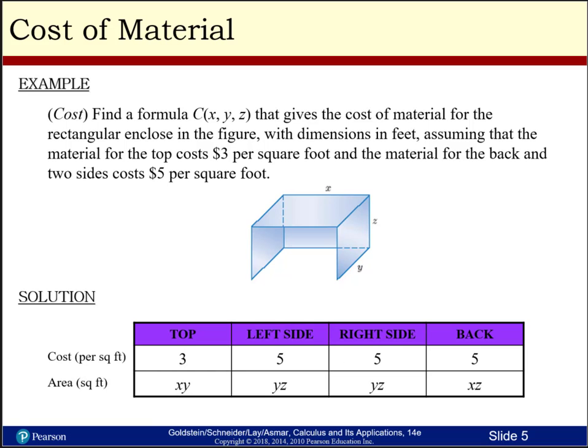So we created a little table here so that we have the cost per square foot of the top is 3, and the area of that top going down is x times y. Then we have the cost of the left side is 5, and that area would be y times z. The cost of the right side is 5, and that area is yz. And the cost of the back is 5, and that area is xz.